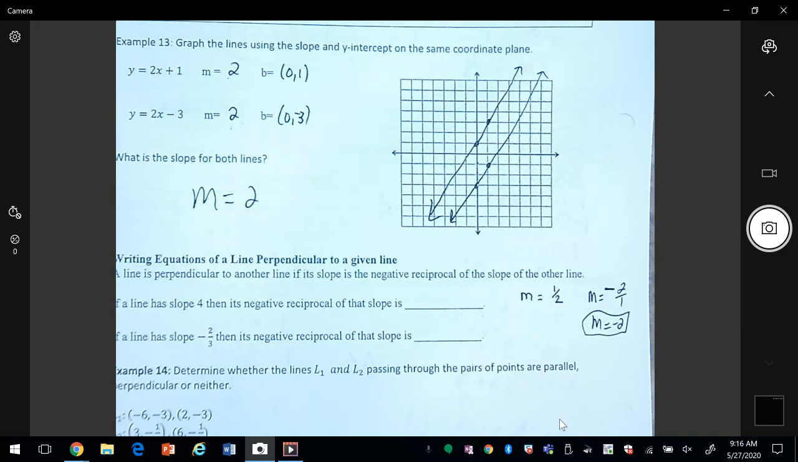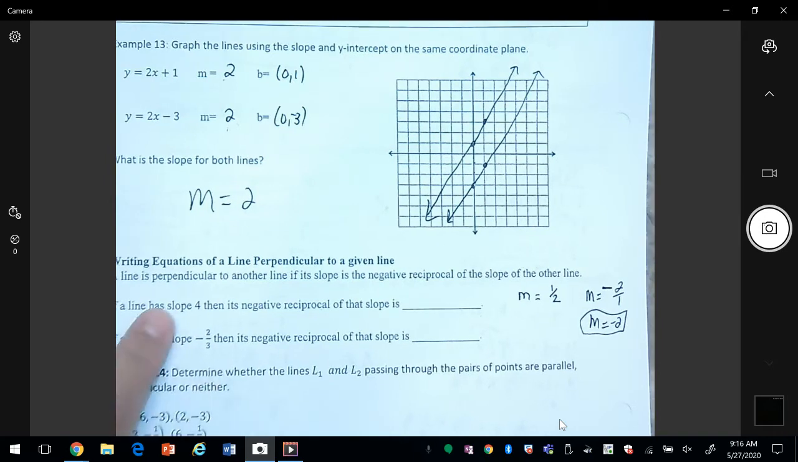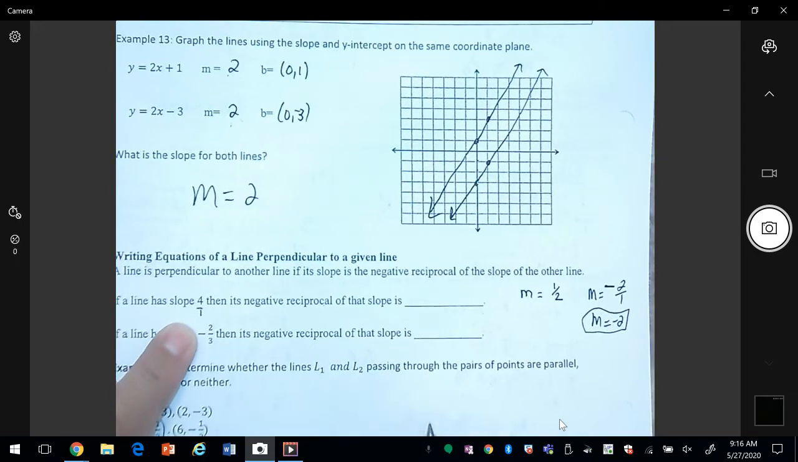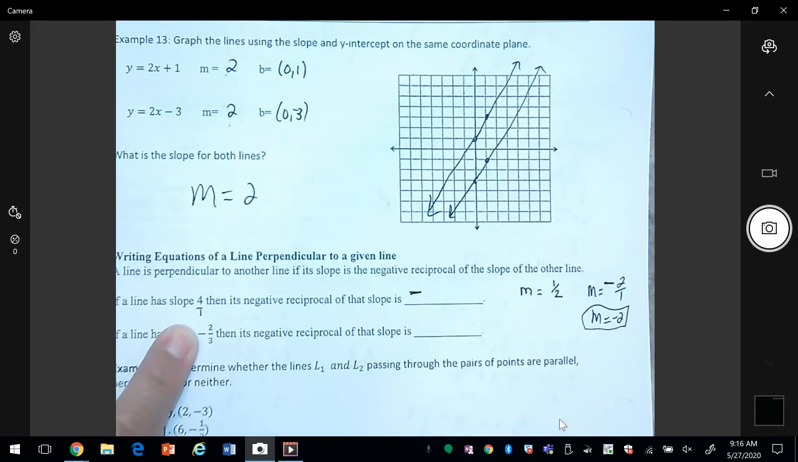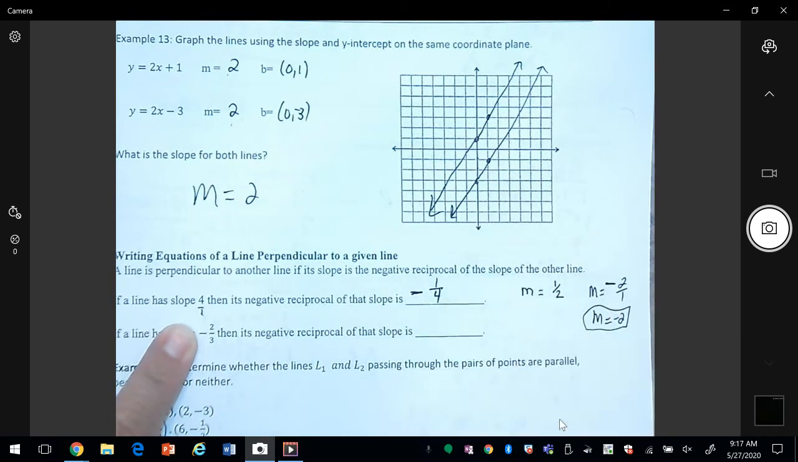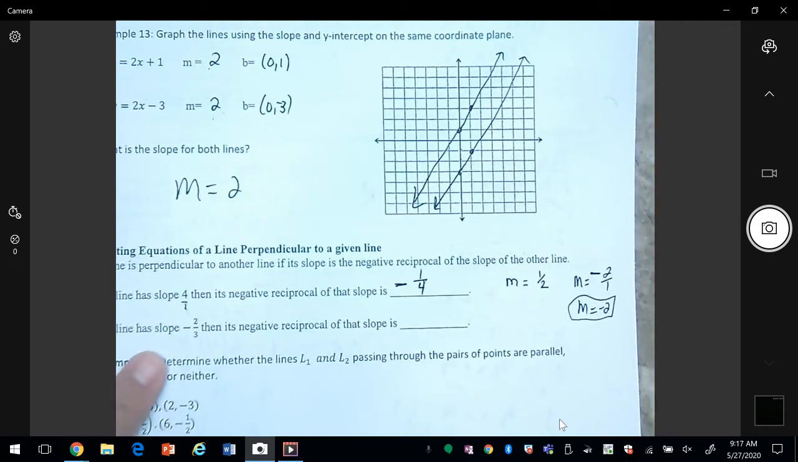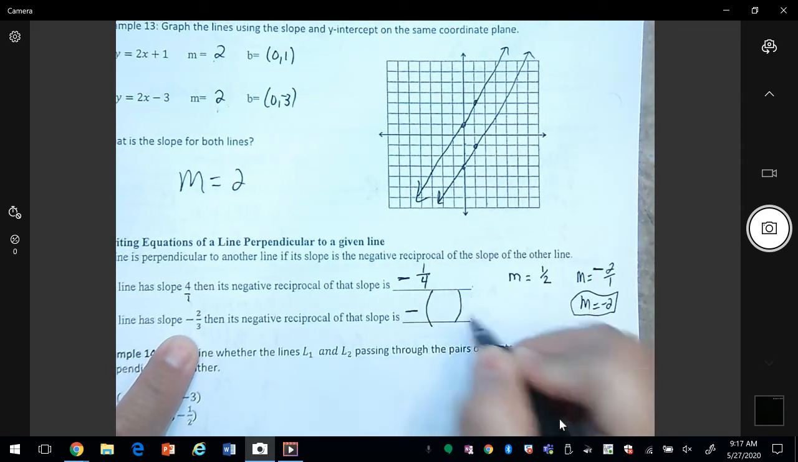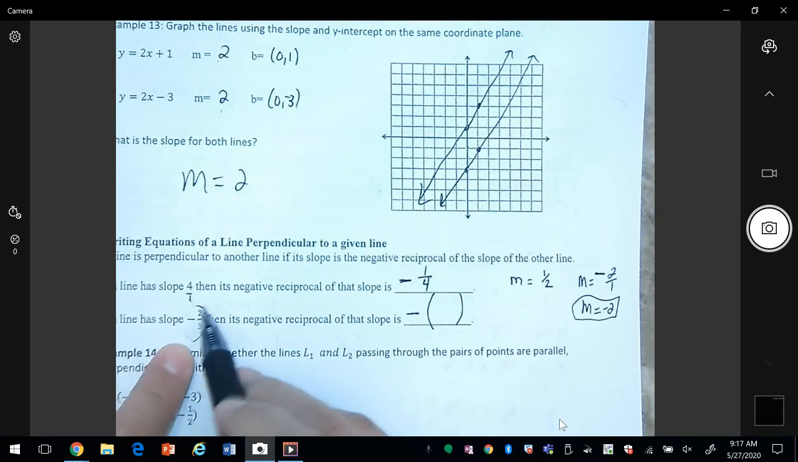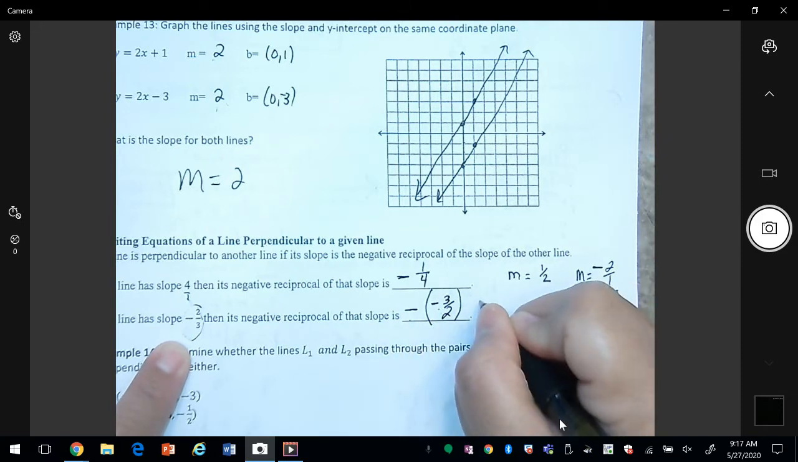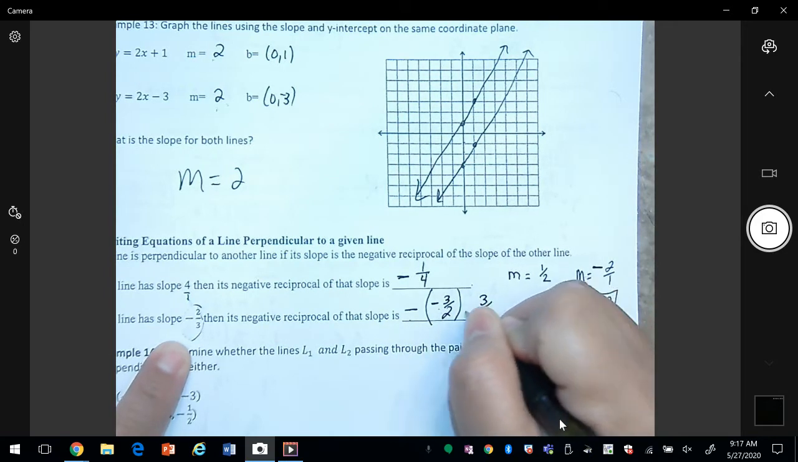If a line has slope 4, then find its negative reciprocal of that slope. So if this is 4, there's really a 1 under it. And so we're going to have the negative, flip the fraction here, so we get -1/4. If a line has slope -2/3, then we write the negative. The reciprocal of this number is going to be -3/2. So negative negative makes it positive 3/2.